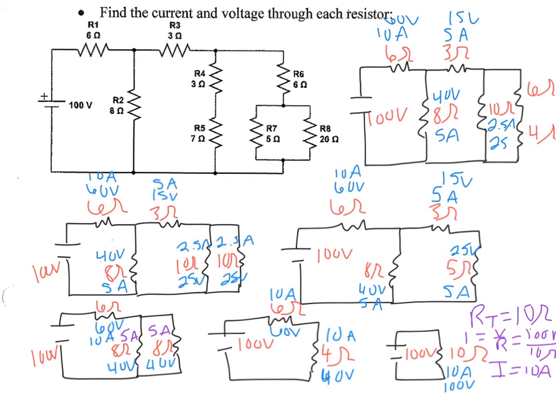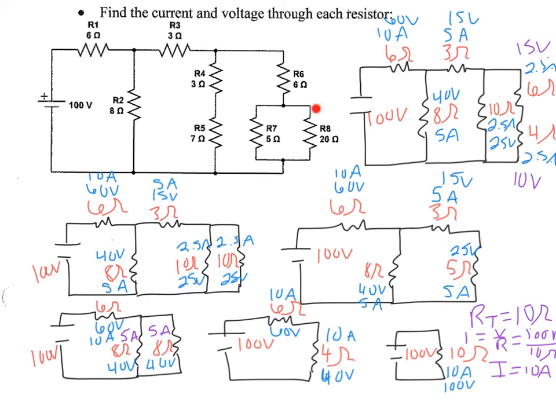2.5 amps, 25 volts. Same current through series circuits, so these are both 2.5 amps and 2.5 amps. Voltage equals IR, so 4 times 2.5 is 10 volts, and 2.5 times 6 is 15 volts. Well, 15 plus 10 equals 25, so that's where this 25 split between 15 and 10.